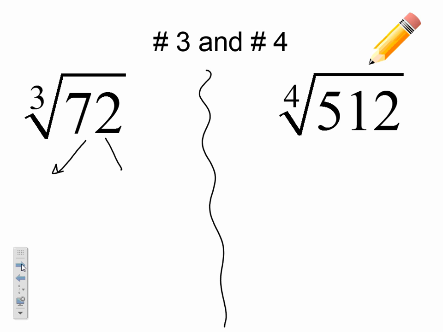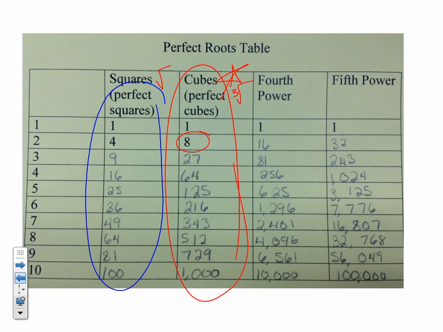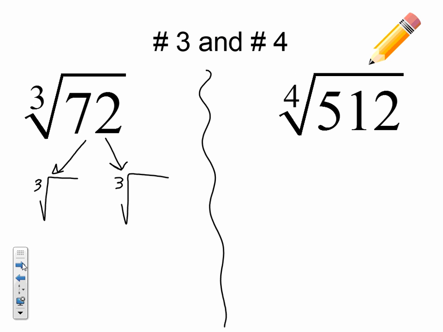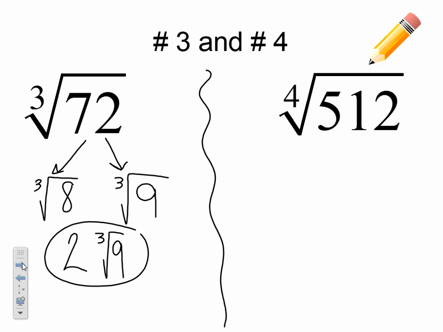Same idea, we're going to break them apart, but we're going to use numbers from that cube root column, that cube column in your table. So we're still right here. Which of those numbers can divide out of 72? 8. We'll do it again. 8 times 9 sounds good. Cube root of 8 is 2. Cube root of 9 is, don't know, we'll leave them alone. So 2 cube roots of 9. Done. What about the 4th root of 512?